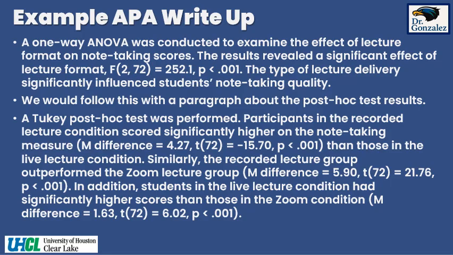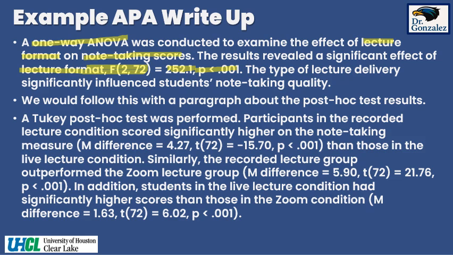So how would you write this up in APA style? Well, the first thing you do is you have to report the significance about the ANOVA itself. So we would say a one-way ANOVA was conducted to examine the effect of lecture format. That was our independent variable with 3 different conditions, and then our dependent variable was note-taking scores. And what we do is in the next sentence, we report our significance of the F ratio. So the results revealed a significant effect of lecture format with an F of 2 and 72 as our degrees of freedom. We report the F statistic and we report the significance. And what we do is we give a statement at the end summarizing this in non-numerical language. So the type of lecture delivery significantly influenced students' note-taking quality.